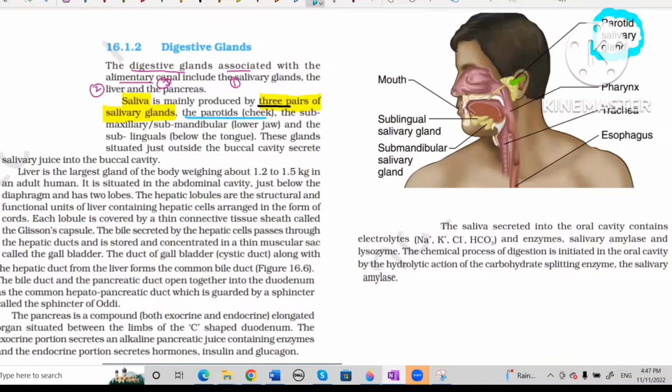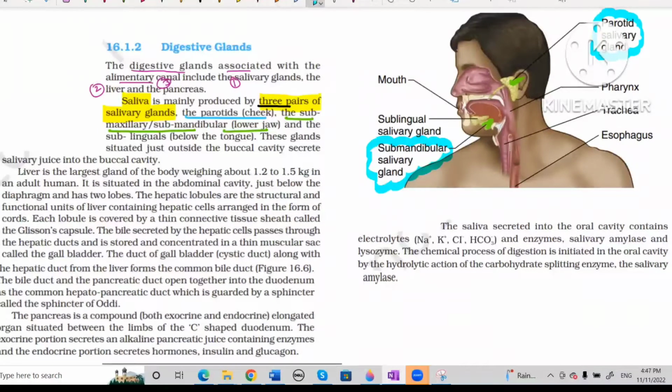Then second is your submandibular gland. Submandibular gland is also known as submaxillary gland. And if you see here, it is this one. This diagram I'm using color. Please focus. This is the submandibular or submaxillary gland, which is present near the lower jaw.